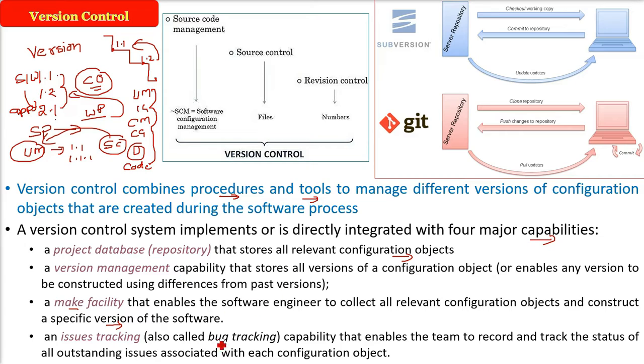Then comes issue tracking. Bug tracking is all about this: every component or configuration object will have certain changes, bugs, or whatever is to be done. Issue tracking should have the capability that enables the software team to record and track the status of all the problems or any outstanding issues associated with each of these configuration objects. What has been done, what is still remaining, what is to be done later. This is issue tracking. So a version control system, as I said, will have 4 major capabilities like this.